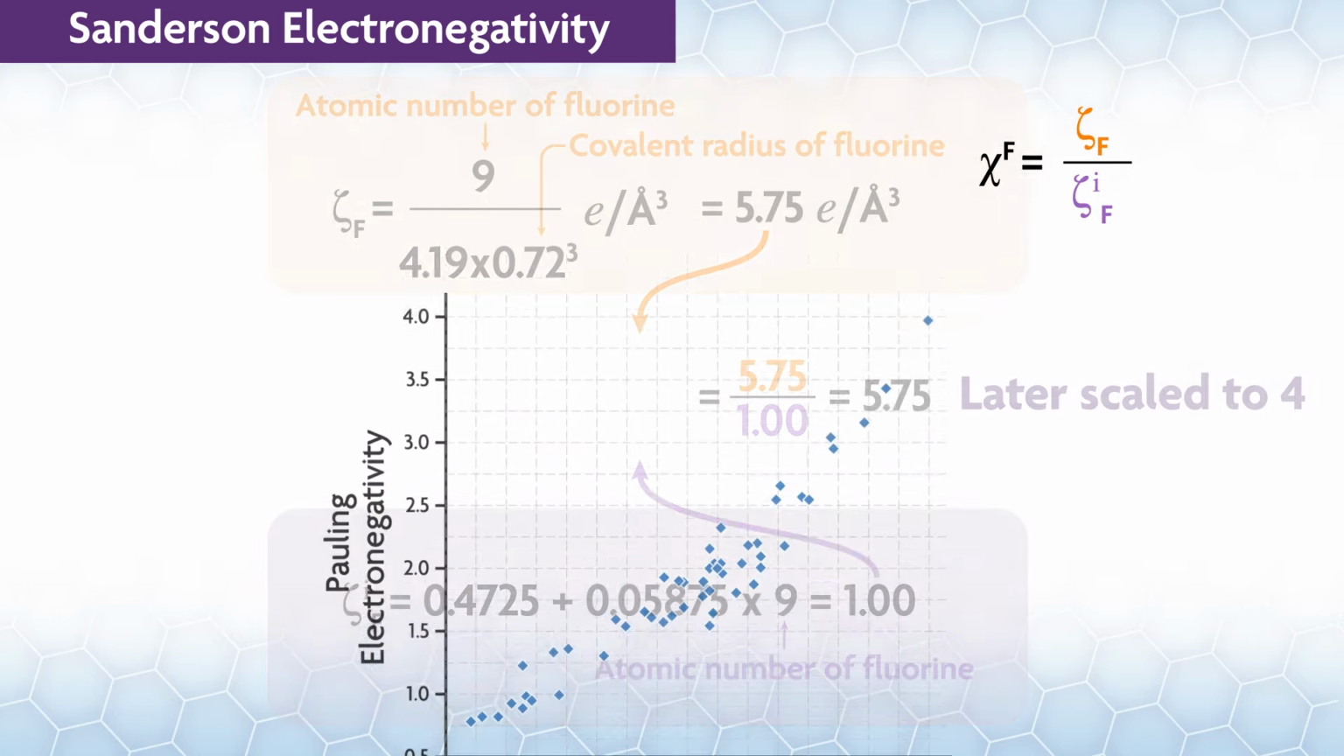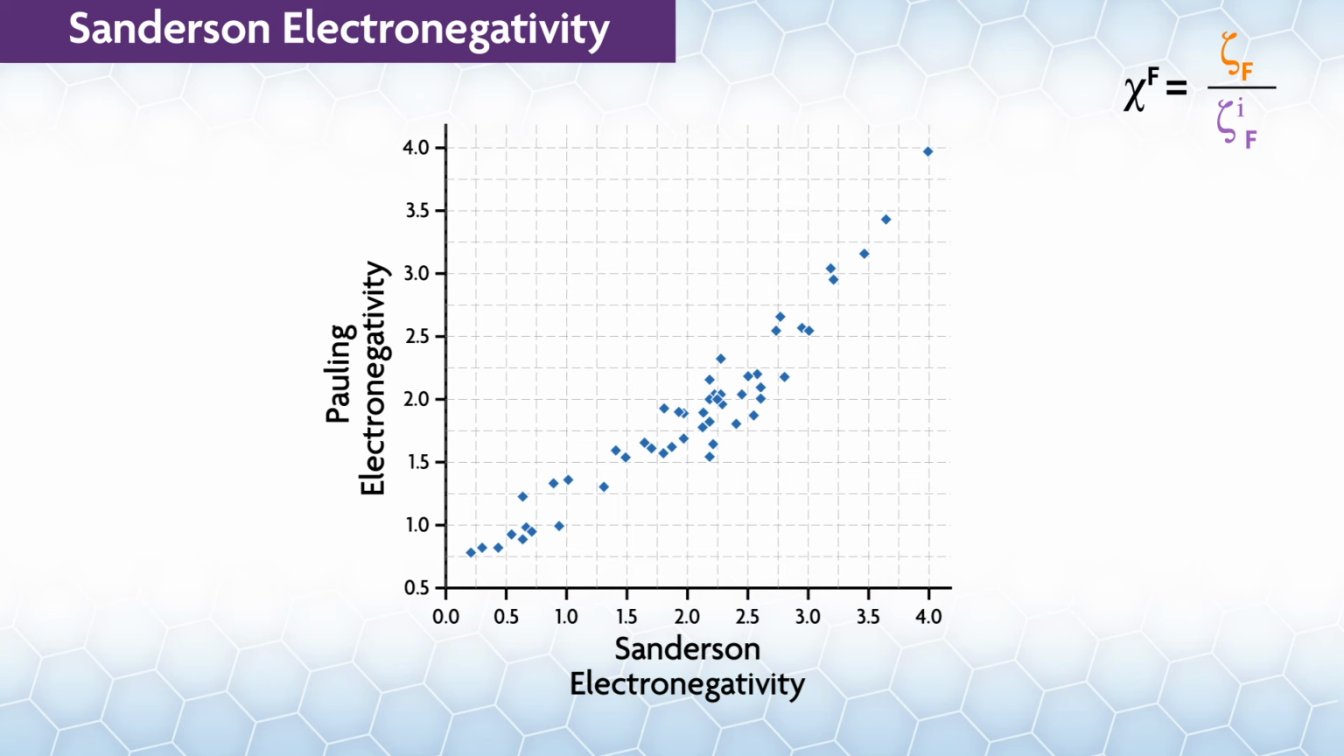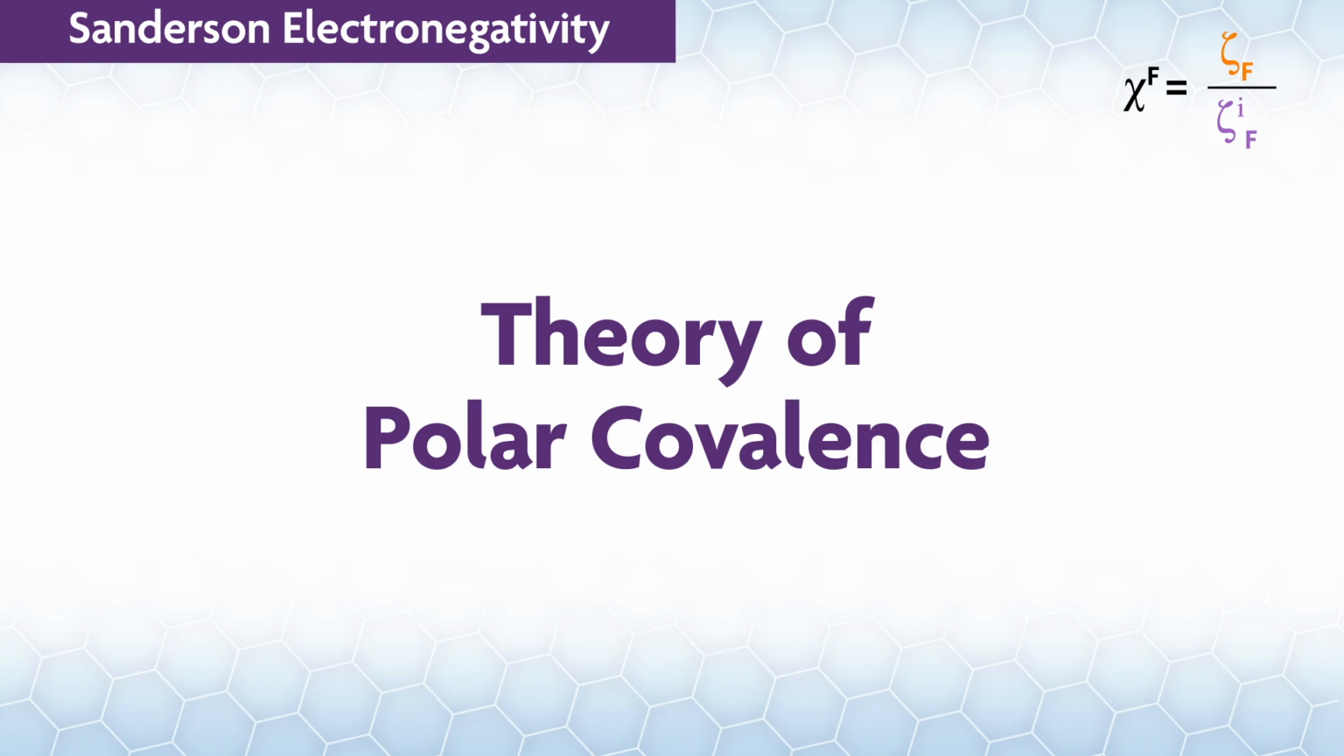The relationship between Pauling and Sanderson electronegativity is slightly nonlinear. Sanderson developed a method to calculate bond energies and other properties to fairly high accuracy using these electronegativities, which is just called theory of polar covalence. The process is a little more involved than the Pauling calculation above, but there's a lot of nuanced information about bond energies built into the method. As a result, it won't be discussed here, but is well worth its own video later.